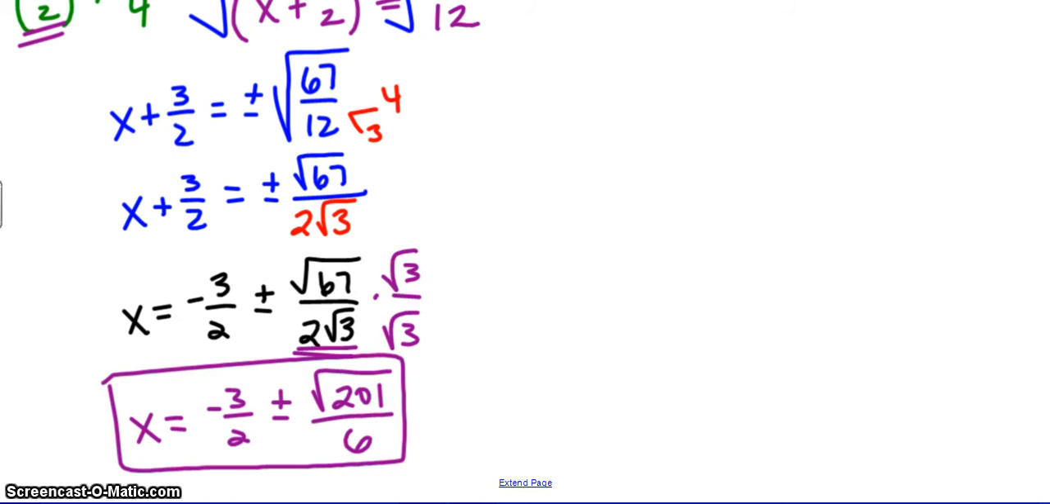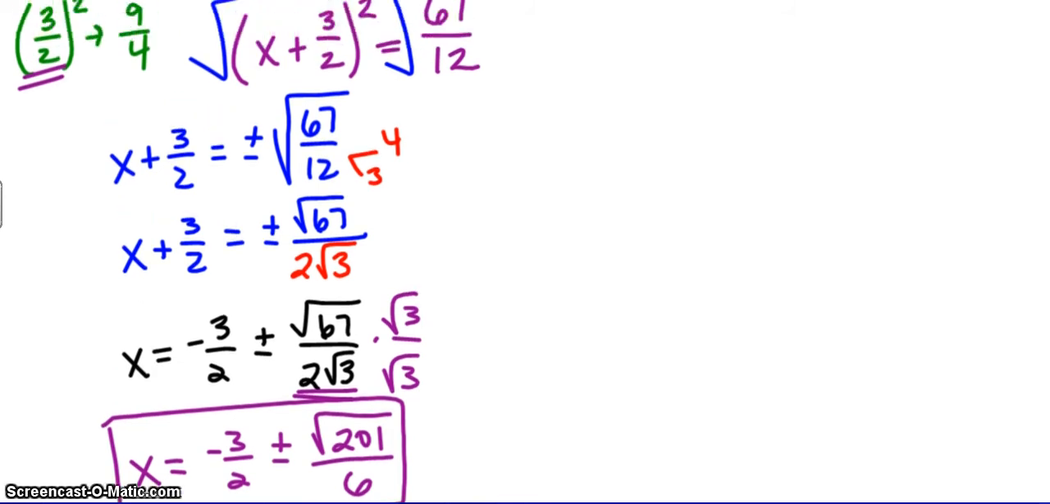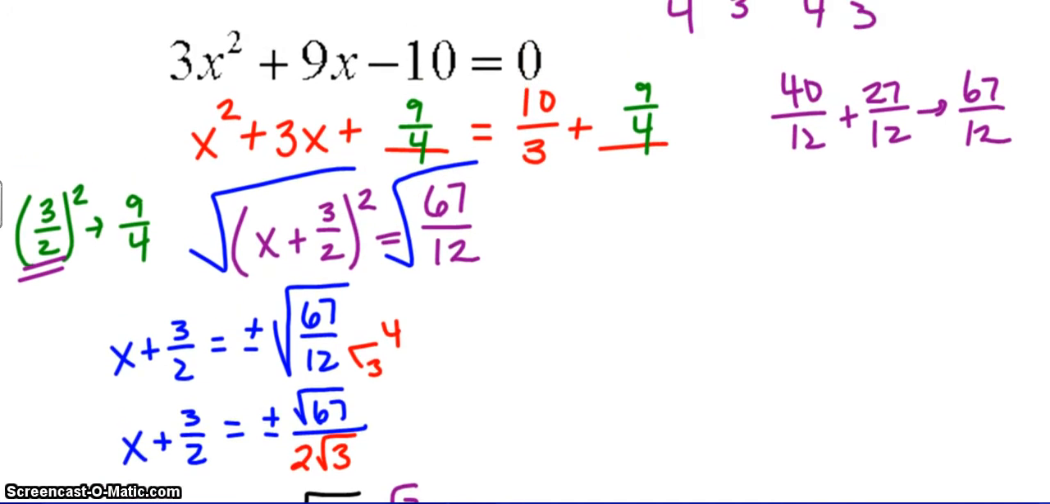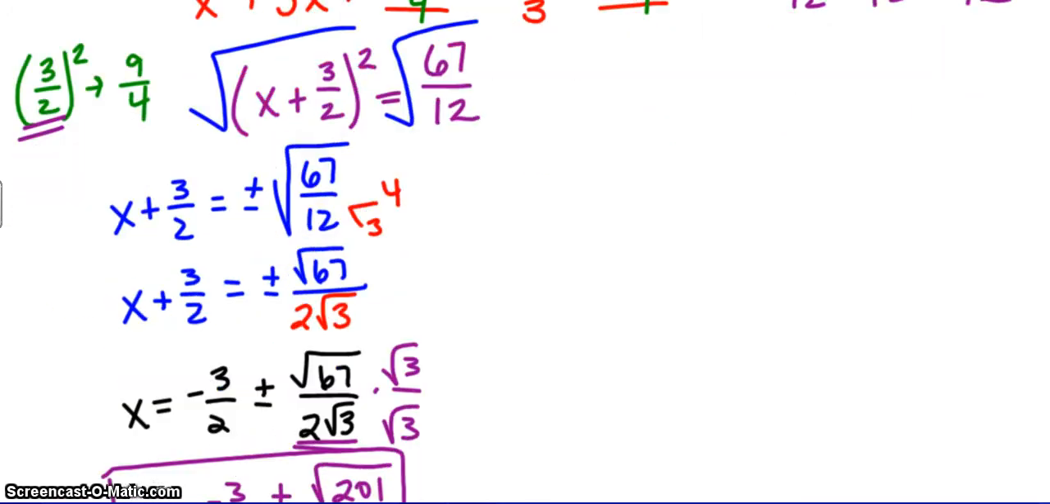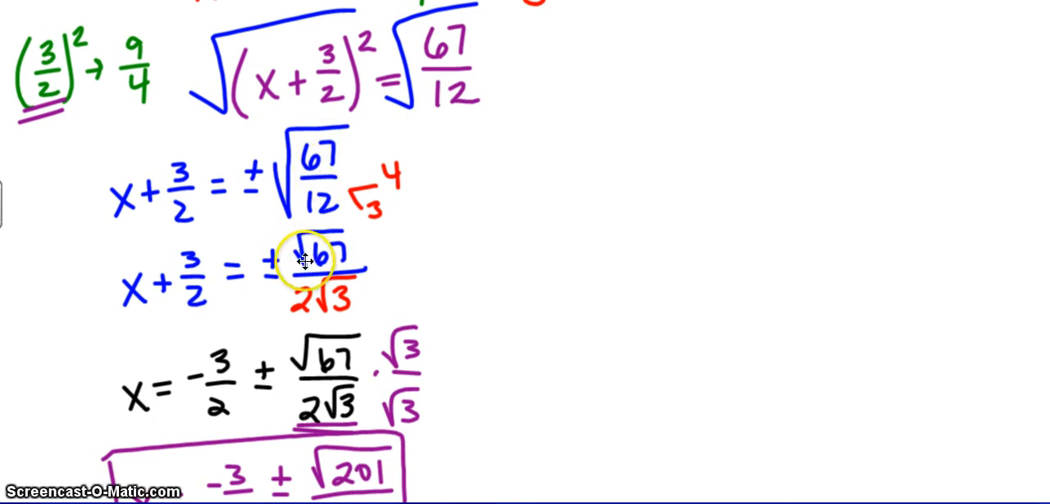Okay, so completing the square, again, the steps are not that bad. The fractions just get a little bit messy, but take your time. Make sure you find common denominators when you need to. When you square a fraction, remember you square the top and the bottom. Likewise, when you take a square root of a fraction, you have to take the square root of the numerator and the square root of the denominator.